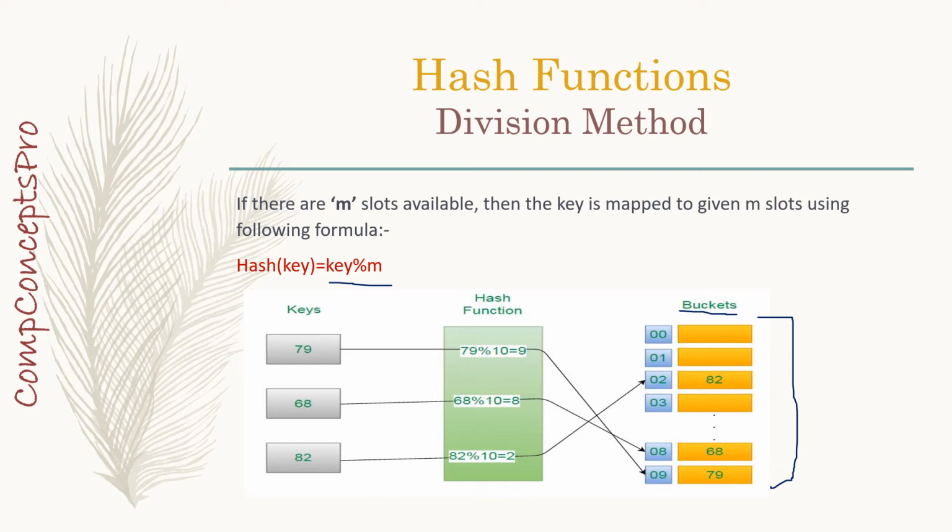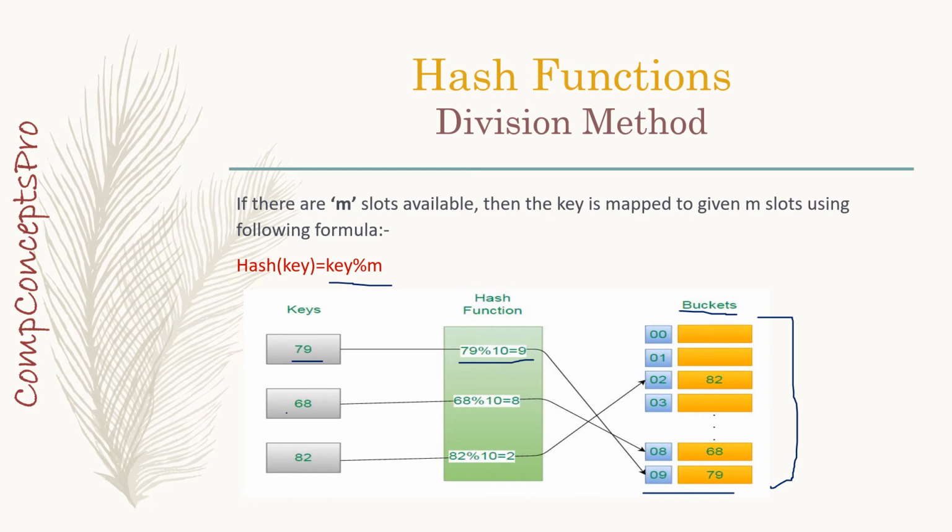As per the example, if we have to find out the index position at which we have to store the key 79, we'll do 79 mod 10, which will give us 9. So 79 will be stored at the index value 9.